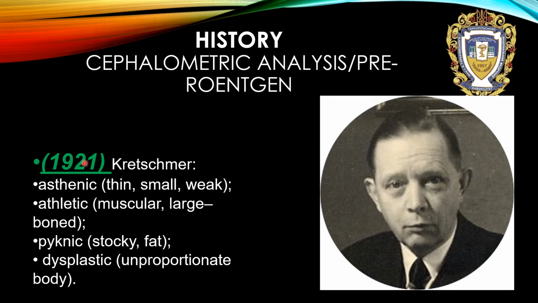Kretschmer in 1921 proposed his own classification of human body types: asthenic, which means thin, small and weak; athletic, muscular, large boned; pyknic, stocky, fat; and dysplastic, disproportionate body.